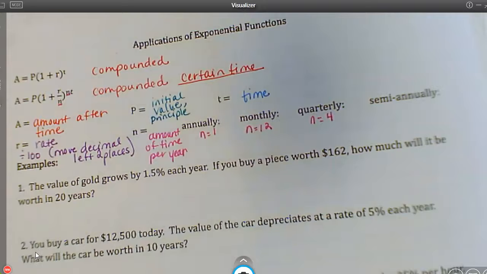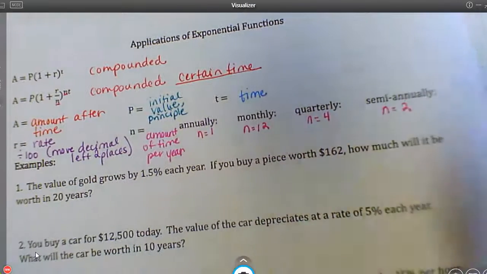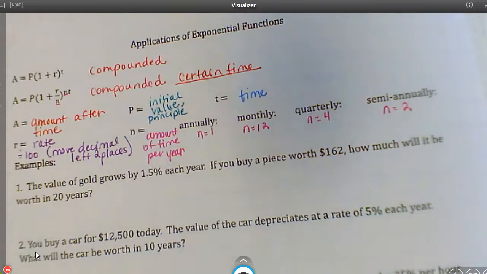Semi-annually means every half of a year or every 6 months. So that means that that would be 2 times per year. Those are the most common ones that you could see. I mean, it could say weekly and it could say daily and that kind of thing, but these are the ones that you would see most commonly.